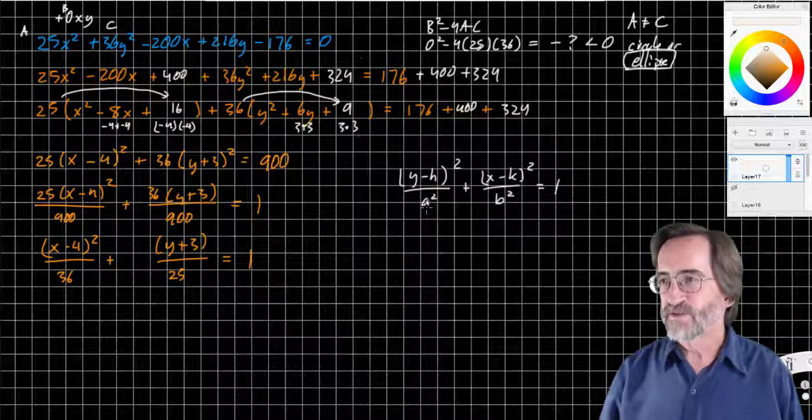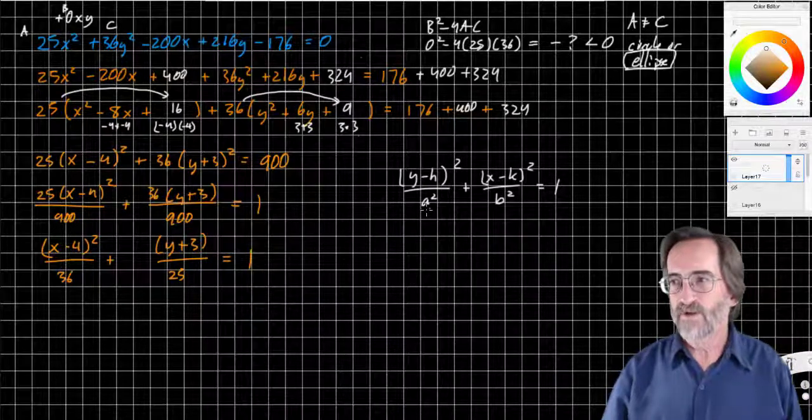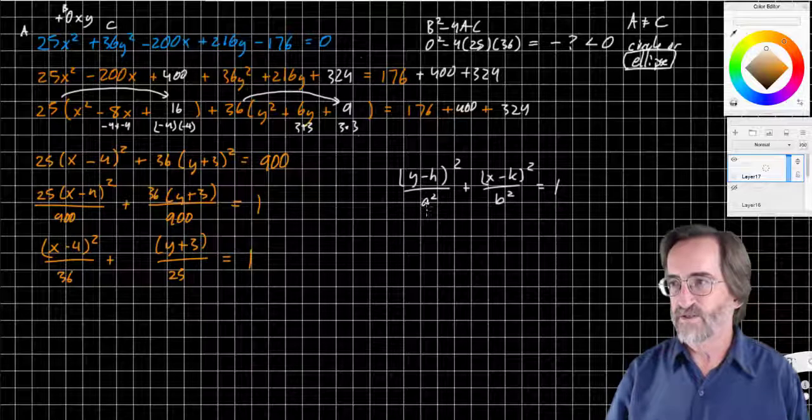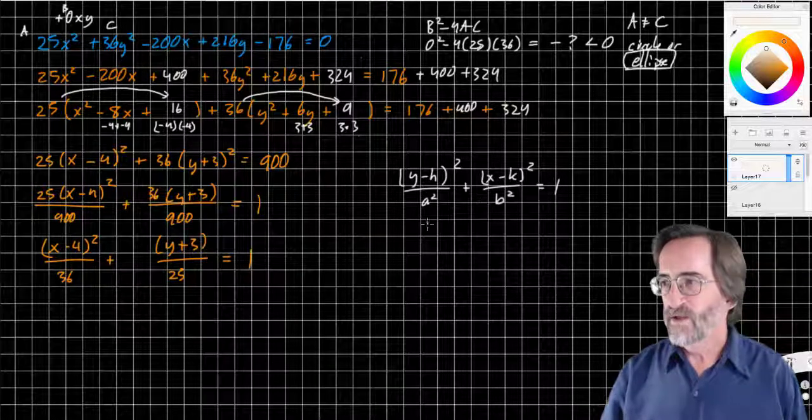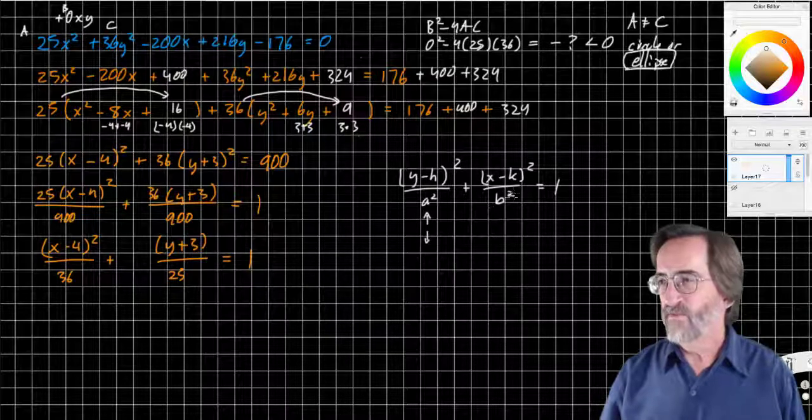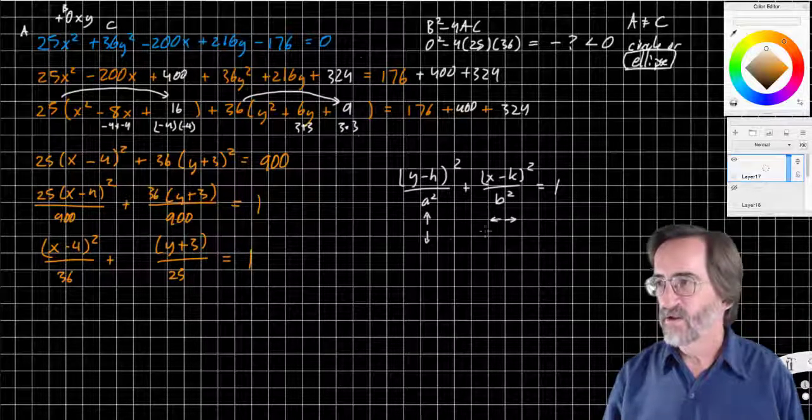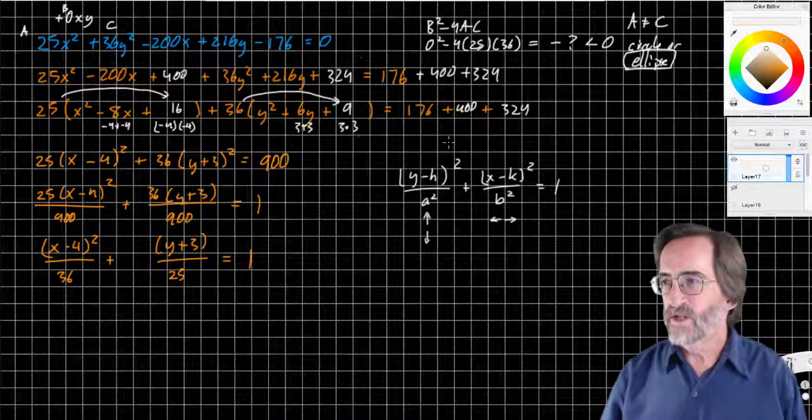A is the displacement up and down from the vertex, because it's under y. So A is the displacement up and down. B is the displacement or the axis left and right from the vertex. And then H and K is the center.